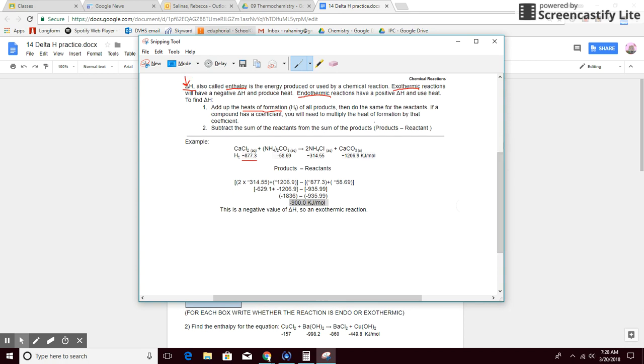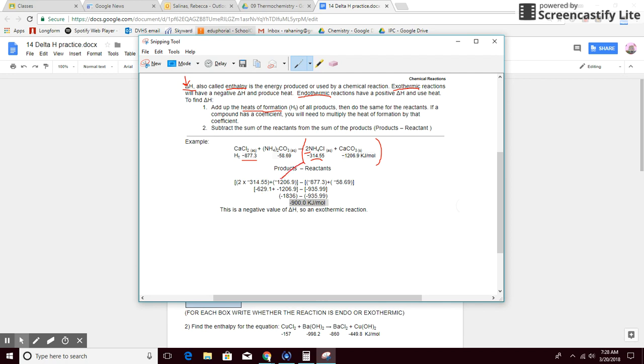So we're going to take those heats of formation and we're going to subtract products minus reactants. So we're going to find the total for all of the products. These are the products after the arrow, and you can see that's what they're doing here. And notice that they're multiplying the coefficient times the heat of formation, like here. So those are the products, so they go first.